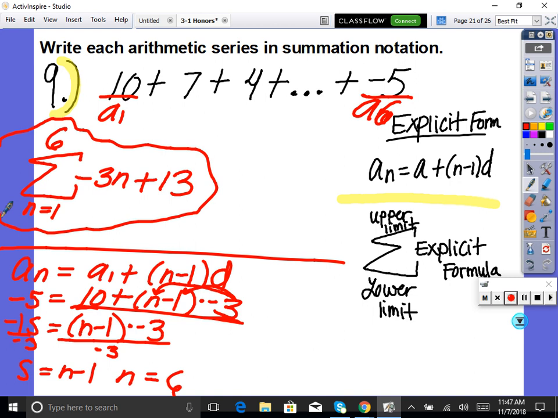So how could I undo this? Plug in a 1, I get a 10. Plug in a 2, I get a 7. Plug in a 3, and so on. Plug in a 6, I get negative 5. You see how they're just equivalent? Yes? Always going to be n equals 1?